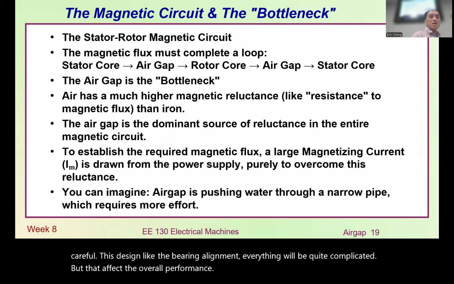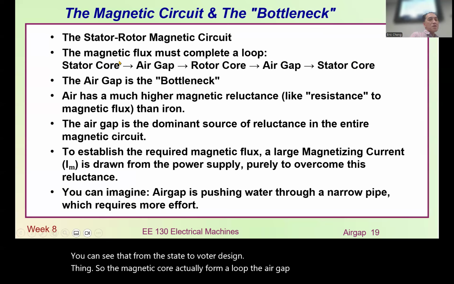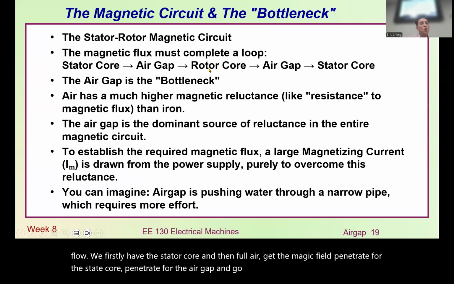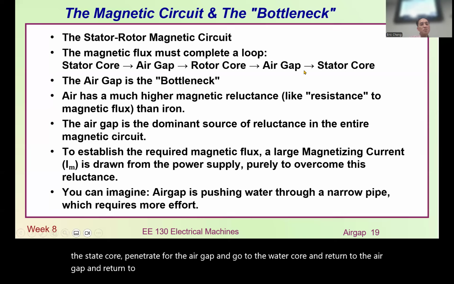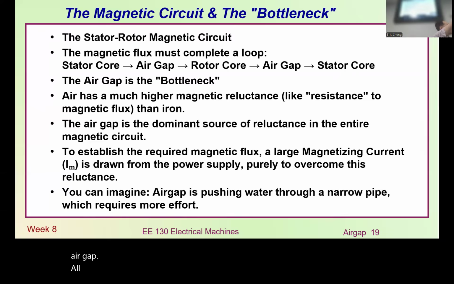So you can see, from the stator to motor design, the magnetic core actually forms a loop. Look at how the flux flows through the air gap. We firstly have the stator core, and then the magnetic field penetrates through the air gap and goes to the rotor core, and returns through the air gap and returns to the stator core. It forms a loop. So the air gap has all the flux generated from here. You go through another portion, return, have a loop like that.